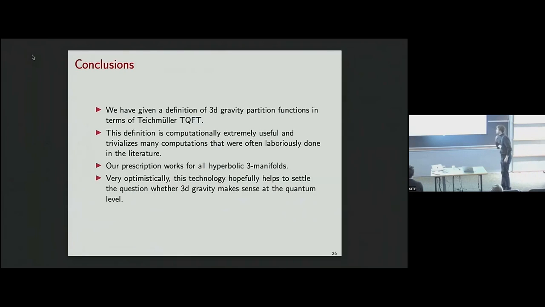And so somewhat optimistically, we would hope that this technology helps somehow to settle the question whether 3D gravity makes sense, at least at some level, at the quantum level or not.